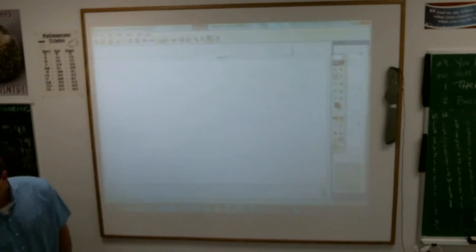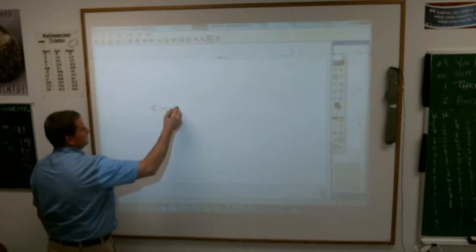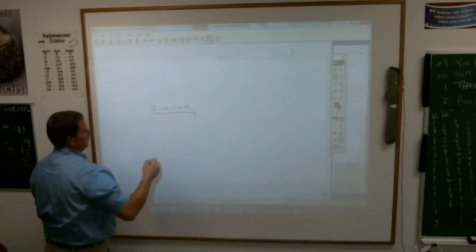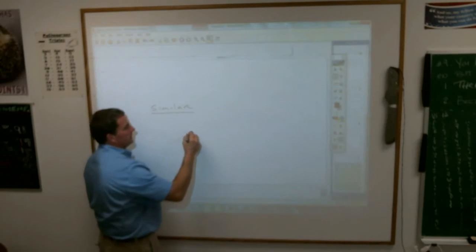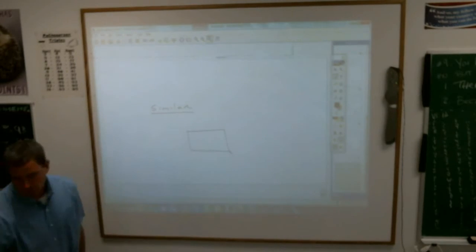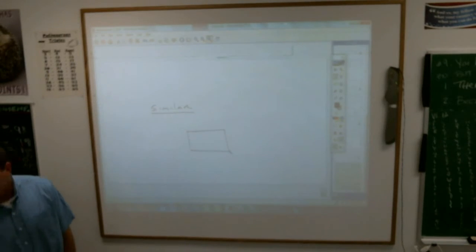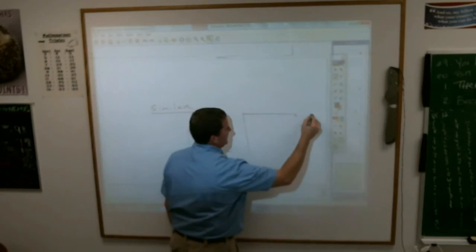Check this out. Similar rectangles. If rectangles are similar, what do we know about them? Their sides are what? What's the word that starts with a P and ends with proportion? Not perpendicular. Proportional, yes.